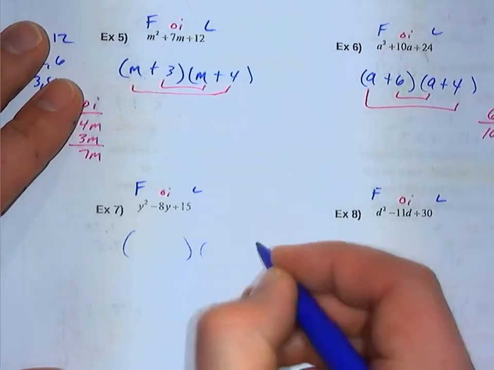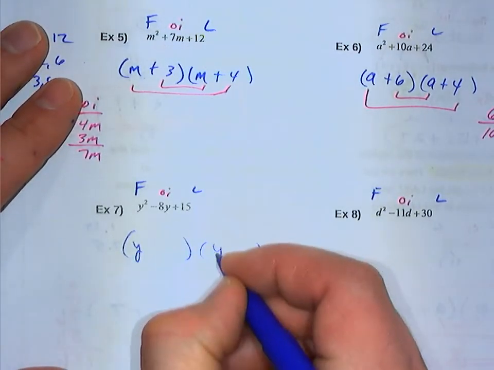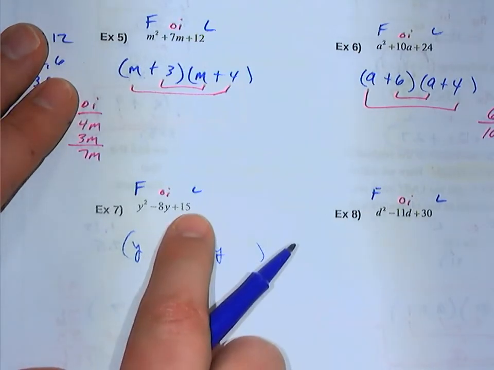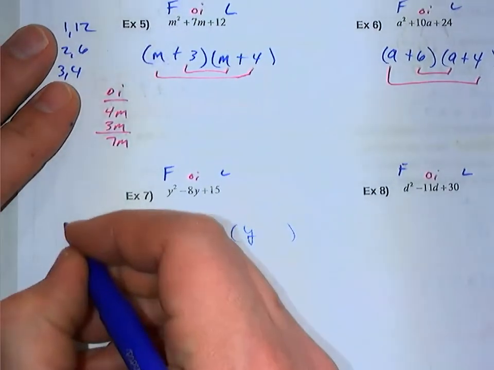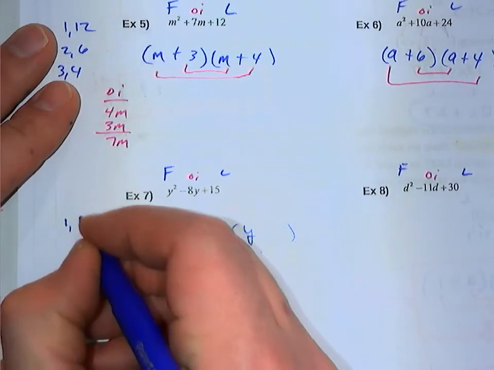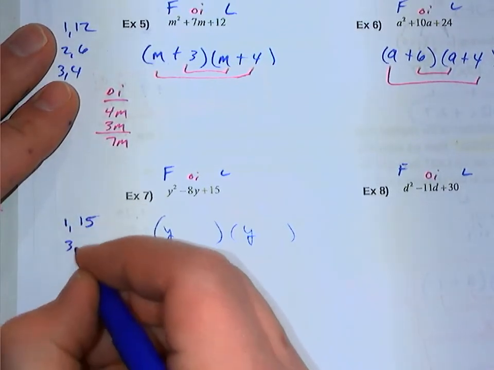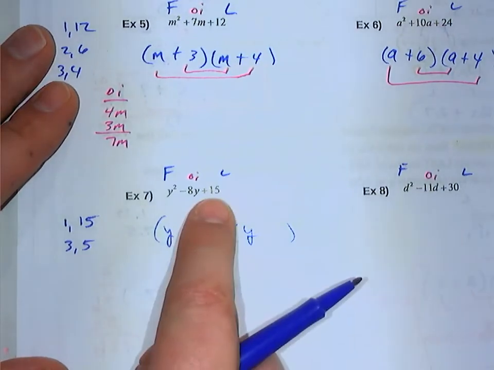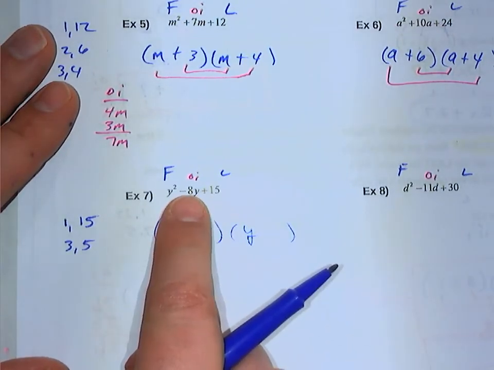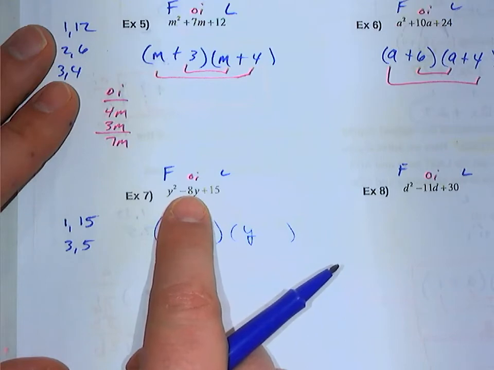Factors of y squared, we know are y and y. We need factors of 15 that add up to negative 8. So factors of 15: 1 and 15, 3 and 5. All right? Now, if it's factors of 15, but they add up to negative, what do you guys know about these numbers?